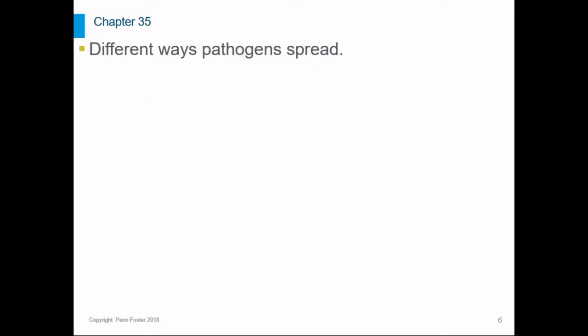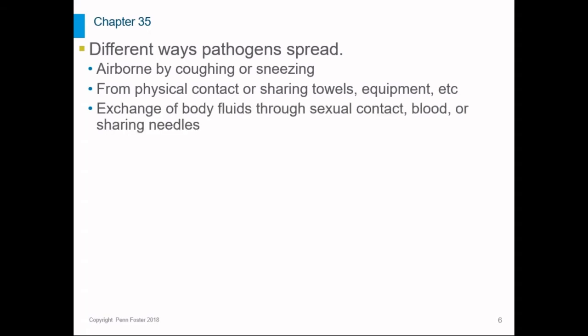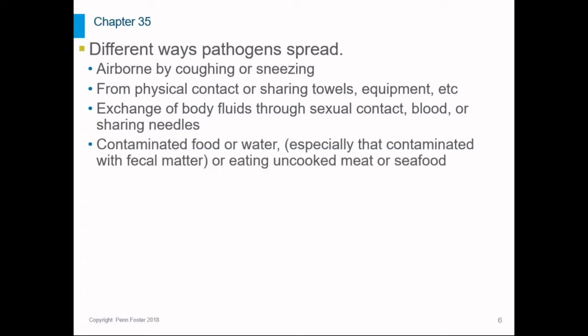Now, there's lots of different types of pathogens, and there's different ways that they can spread. And note that no one pathogen uses all of these methods. Most use 1, maybe 2. So they can spread by coughing or sneezing. They can go through the air and land on a person, from physical contact, or from sharing towels and sports equipment and things like that. Exchange of body fluids through sexual contact, blood, or sharing needles. Contaminated food or water, especially that contaminated with fecal matter, or eating uncooked meat or seafood.